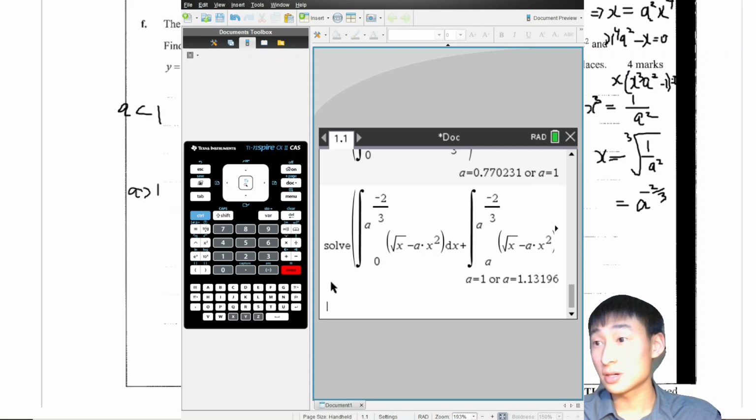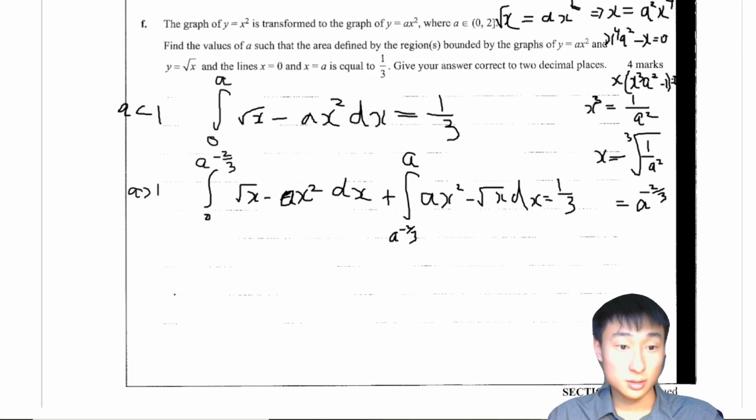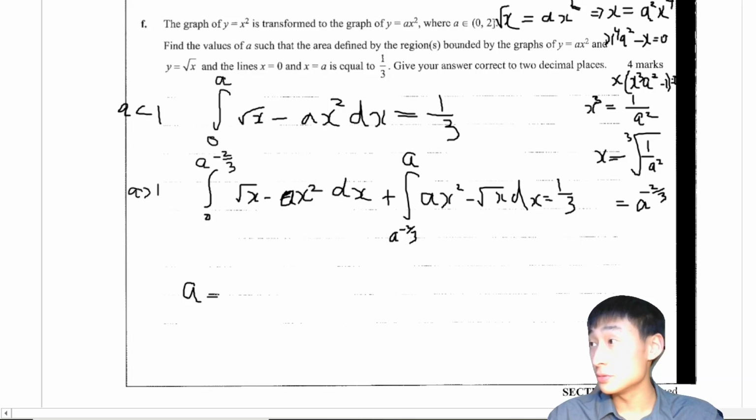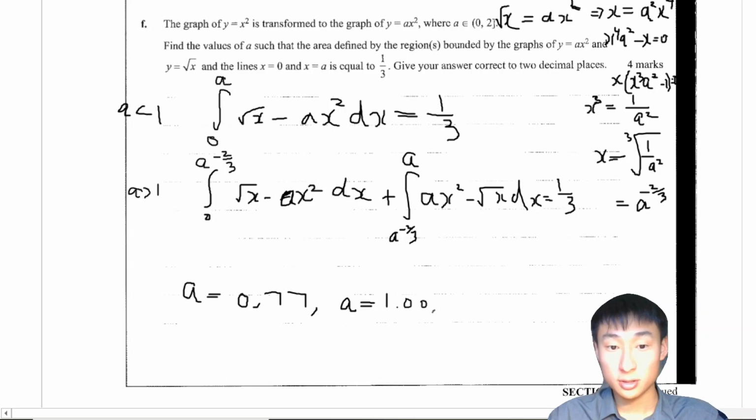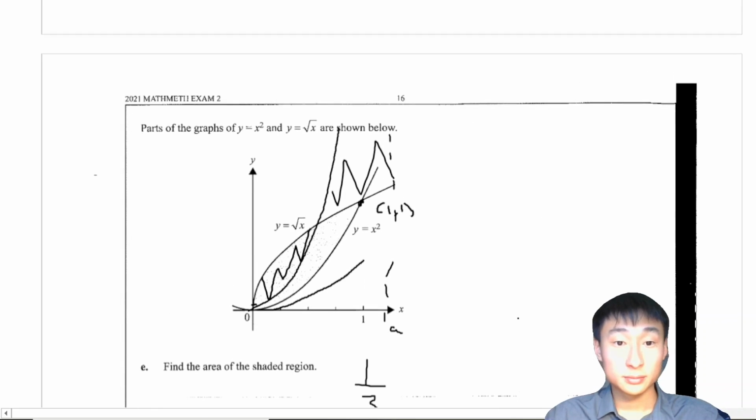So I'm going to write those down. a is equal to 0.77. a is equal to 1.00. a is equal to 1.13.